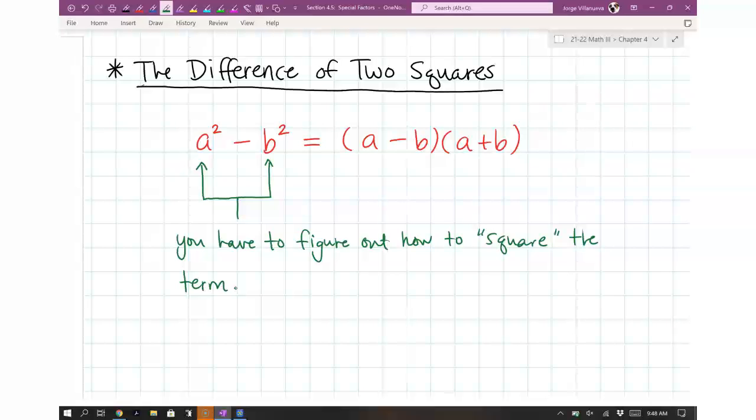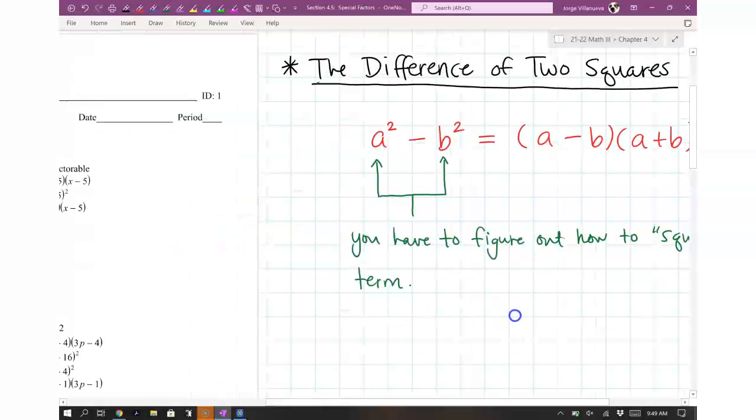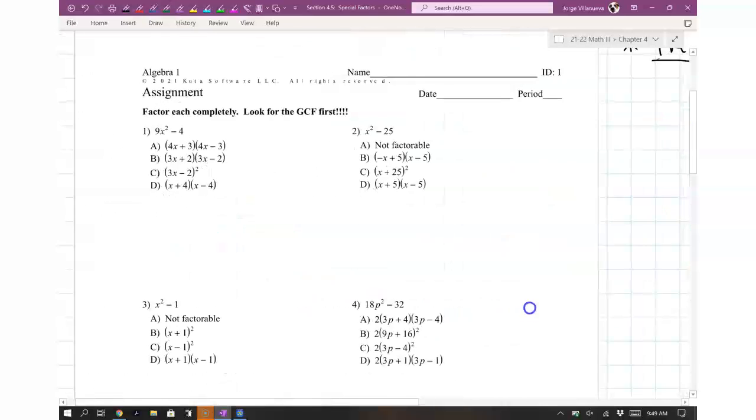Some people will use x squared minus y squared, whatever letters you want to use, it doesn't matter. So let's go right to the homework because there's not much more I can tell you about this formula. It's a formula, okay? So let's take a look at question number 1. Actually, let's do question number 2 first. That's going to be a little bit easier. Then we'll go to question number 1.